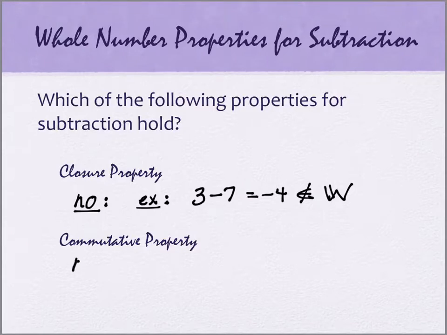So commutative. The commutative property does not hold either, and for example, we can take the same numbers we just had above, right? 7 minus 3, that's 4, and that works, but the problem is that this does not equal 3 minus 7. So the commutative property, like switching the order of subtraction, doesn't hold.